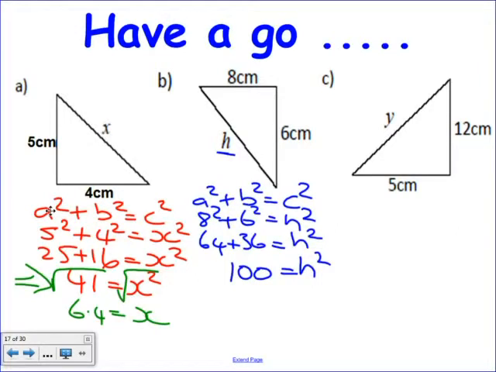So I don't want h squared. So we want h on its own. Square root of 100. So the square root of that leaves me with h, and the square root of 100 is 10.